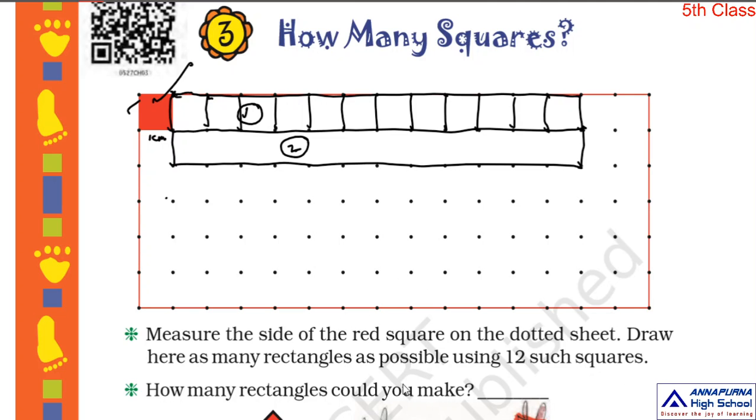Draw here as many rectangles as possible by using 12 such squares. I don't want to draw the same rectangle; I want to change the sizes. Let me start from here: 1, 2, 3. Up to here, 3, 4, 5, 6, 7, 8, 9, 10, 11, 12. So this also comes under the rectangle, isn't it?